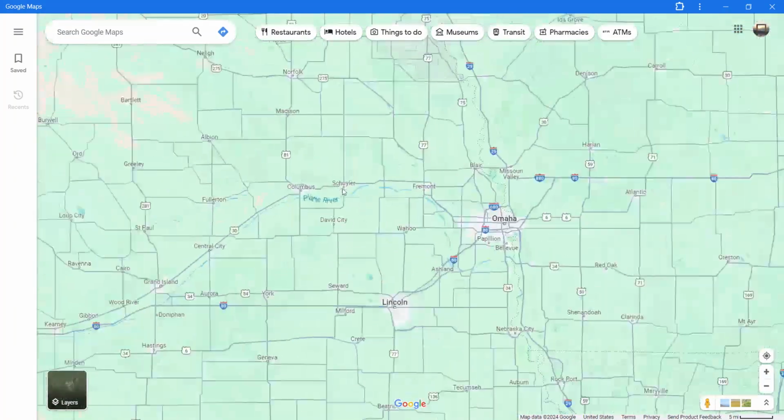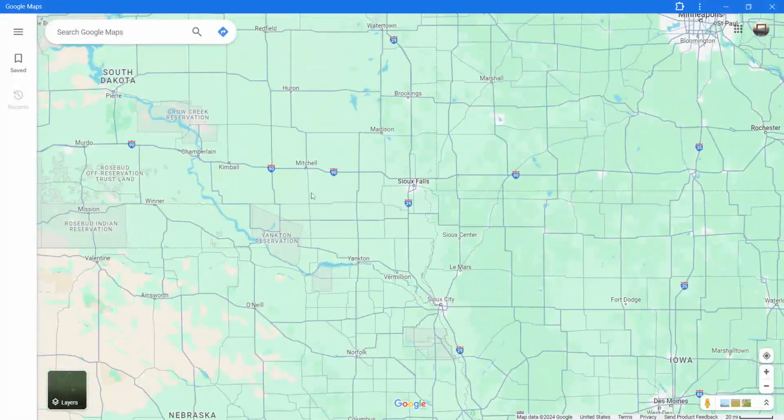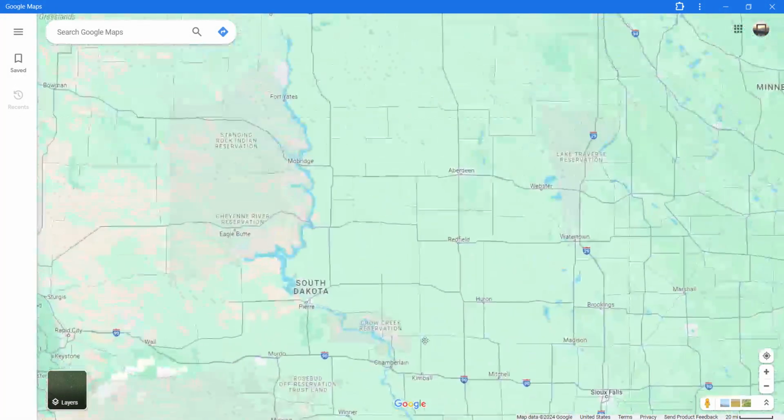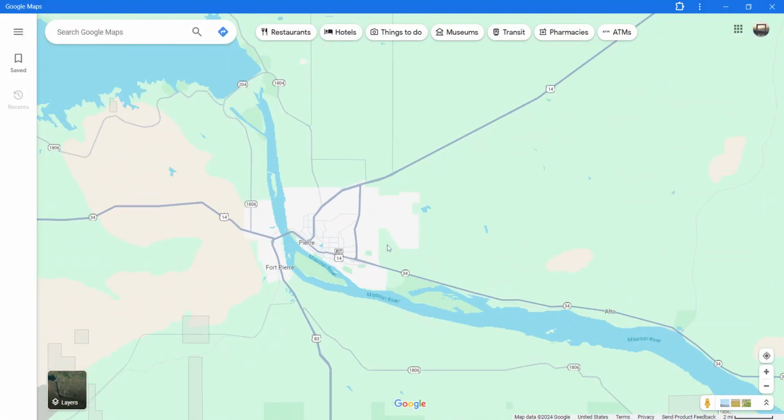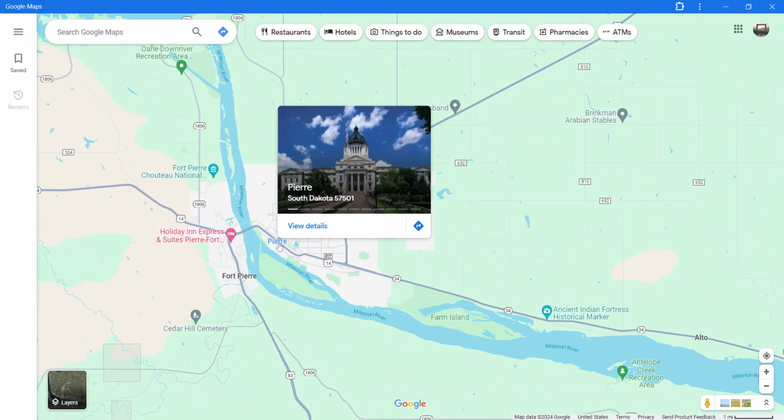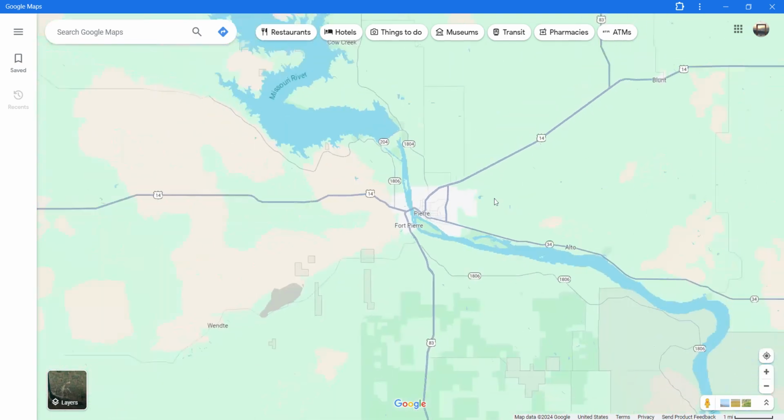North to South Dakota. And South Dakota's capital, which is in the city of Pierre. Pierre, South Dakota, is the capital of South Dakota.